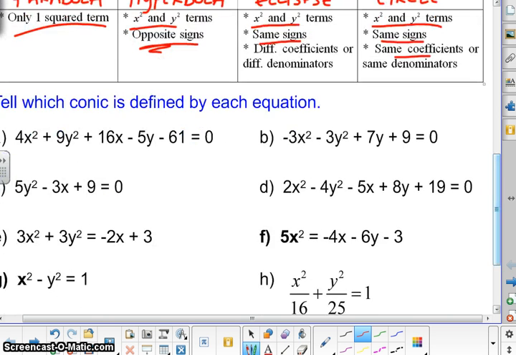All right, so let's see if we can identify some of these. Go right to the squared terms. You don't even have to look at the rest of it. There are two squared terms. There's a plus sign, and they're different. So that's an ellipse.